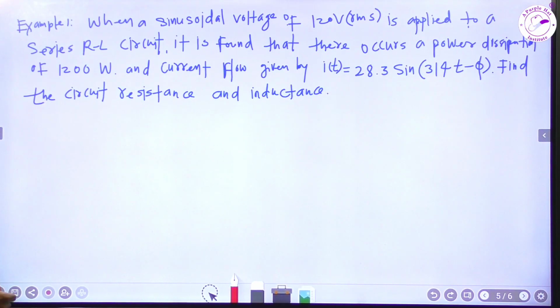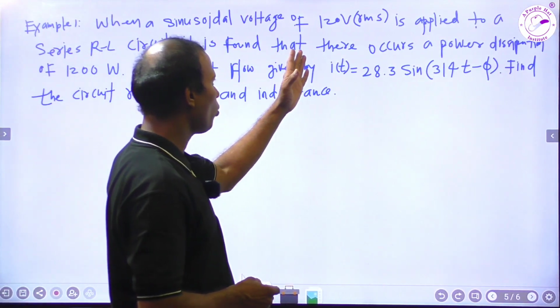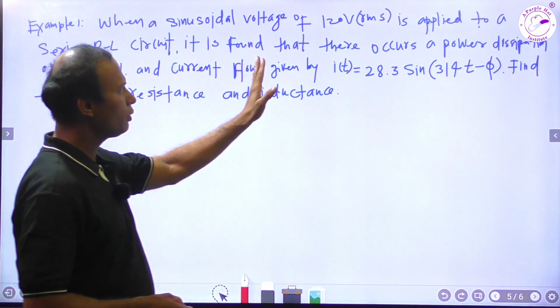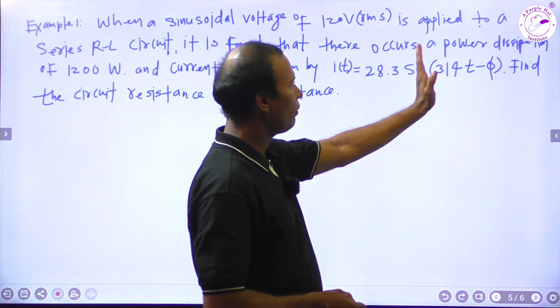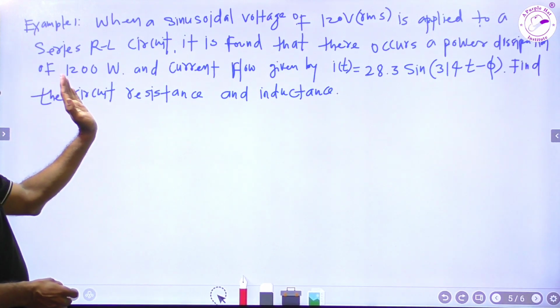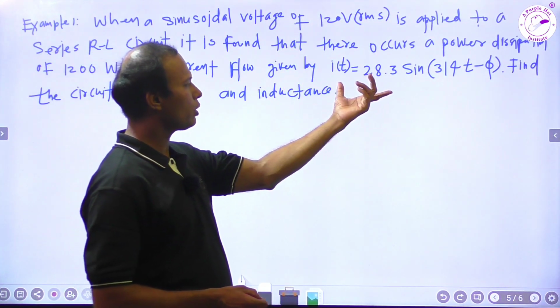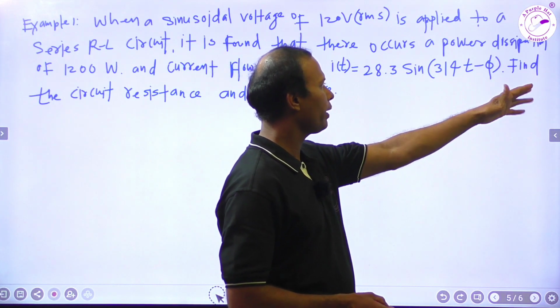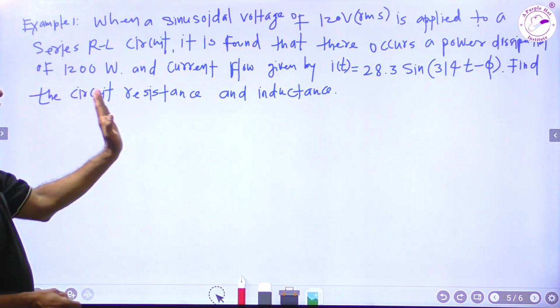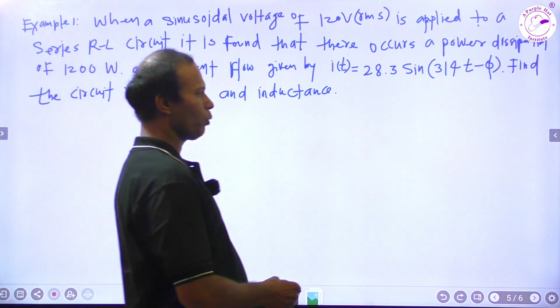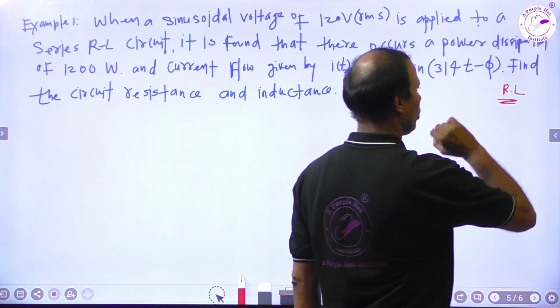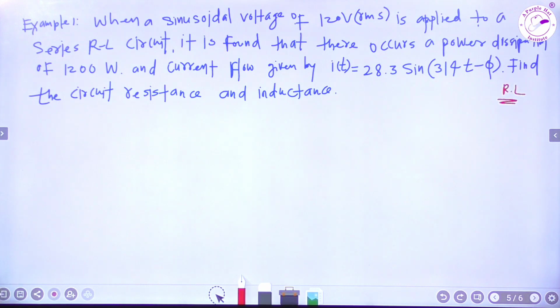Now let's see one example. When a sinusoidal voltage of 120 volt RMS is applied to a series RL circuit, there occurs a power dissipation of 1200 watt and the current is given by the equation i(t) = 28.3 sin(314t - φ). Find the circuit resistance and inductance. This is again an important problem because the circuit is RL type.